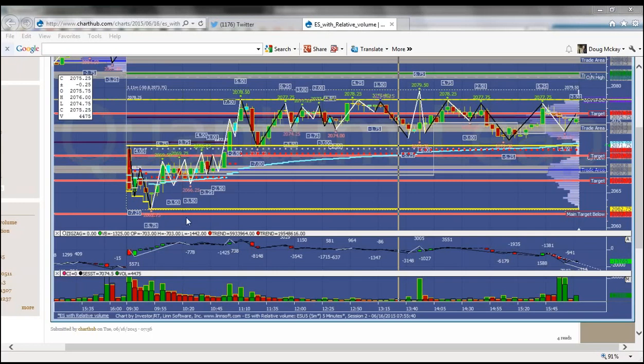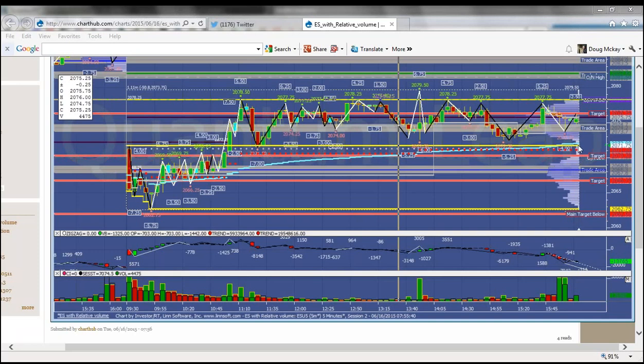Didn't quite get down to our main target below, which was the 62. Got within 3 ticks, buyer stepped in and slowly worked our way up. But all in all, it was a pretty good day. It ended up as a double distribution.